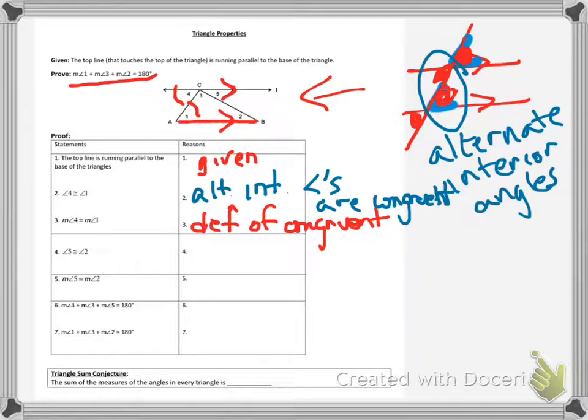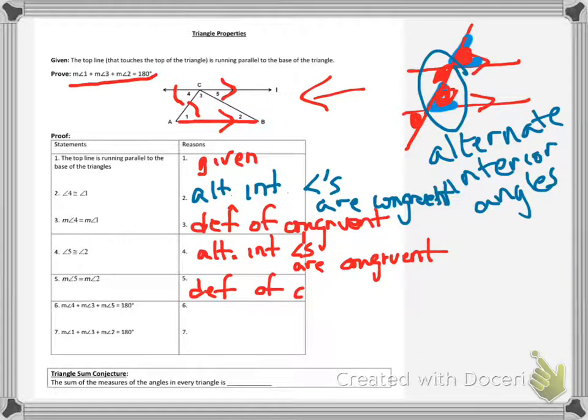Okay, well, what else can we say? Well, angle 5 and angle 2 are also alternate interior angles. So they are also congruent by that same postulate. Alternate interior angles are congruent. Okay, well, again, if they're congruent, that means that their measures are equal by the definition of congruent.